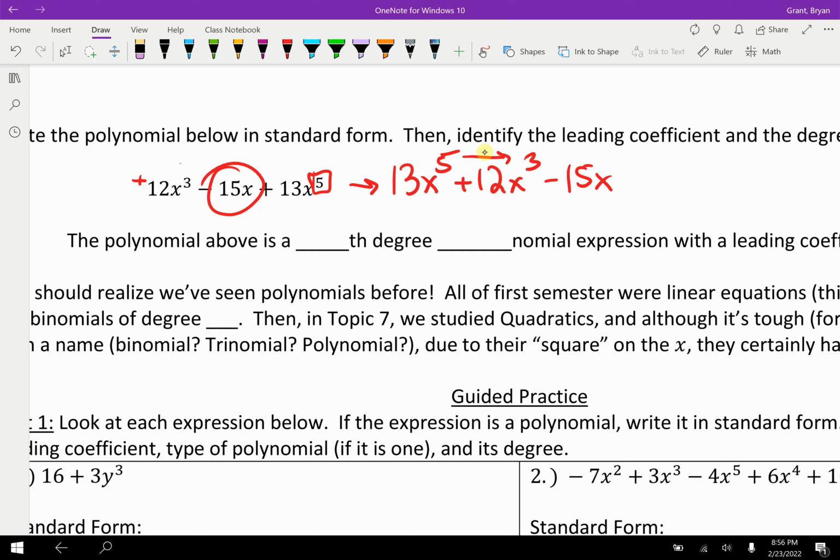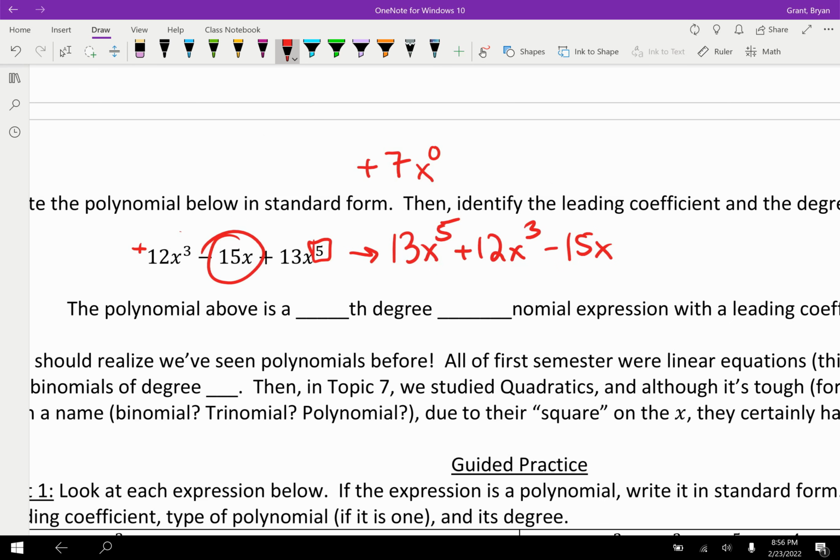You should also note that if you had a constant at the end, for example, if we ended with a plus 7, technically that has x attached to it, but it has x to the 0th power. Do you guys remember what anything to the 0th power is? Anything to the 0th power is 1. And so really 7 times 1 is just 7. So if you see 7, it has the 0th power, which means 7 would go at the very end. Anytime you have that constant, that number without an x, it goes at the end in standard form.